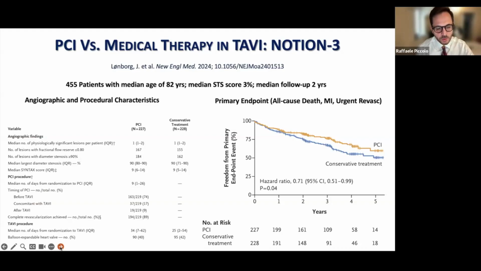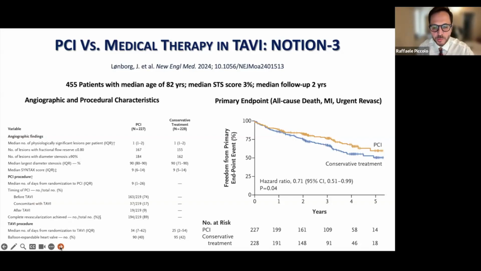And if you look also here, 40% of patients received the balloon expandable prosthesis. Now, if we turn to the right of the slide, you can see the primary endpoint of the trial, which was a composite of all-cause death, MI, and urgent revascularization.